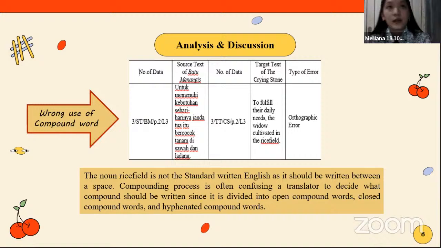I know that it is quite difficult to use compound words, because in the compounding process, we need to decide what compound should be written, since it is divided into open, closed, and hyphenated compound words. So as a translator, they need to recheck and take a look at the dictionary whether they use the right compound or not, because it is very easy for a translator to make a mistake and also an error in this case.